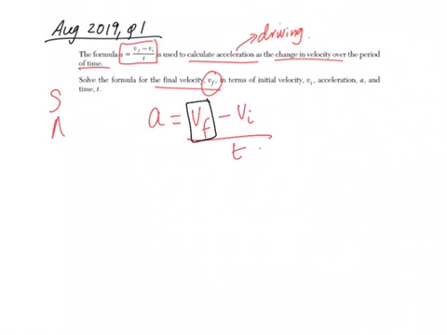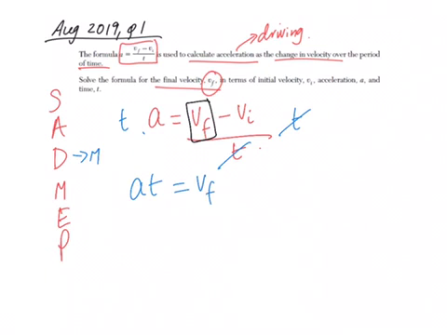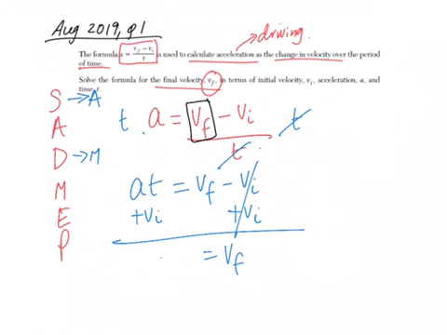So again, let's use SADMAP. So we see a division, the opposite is multiply. So let's multiply. So T times A or AT, we'll write it in alphabetical order. So let's write it as AT is equal to Vf minus Vi. Now we see a subtraction. What's the opposite? Addition. So let's add Vi on both sides. So this cancels. So Vf is equal to AT plus Vi.